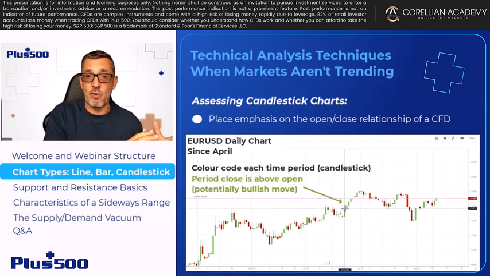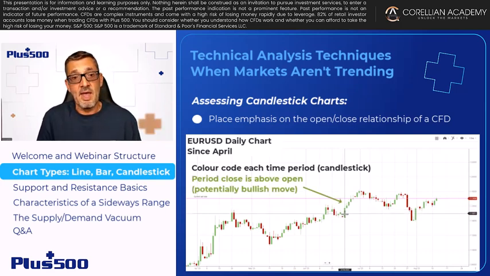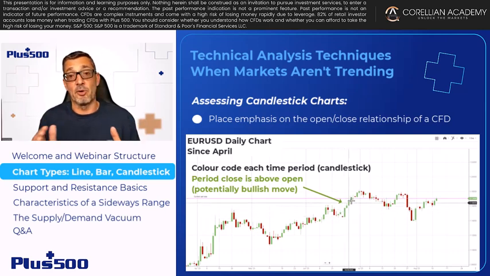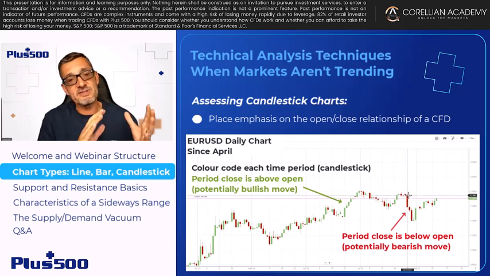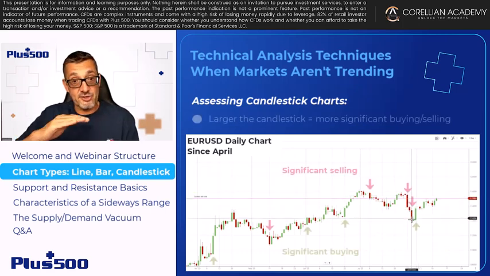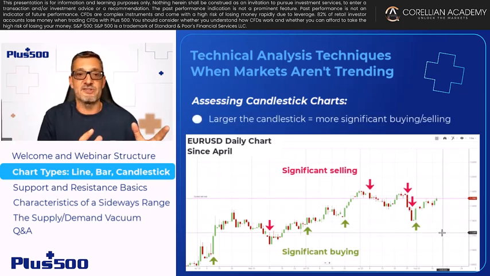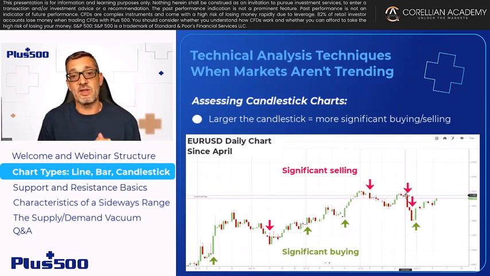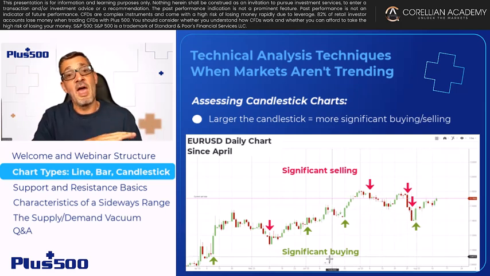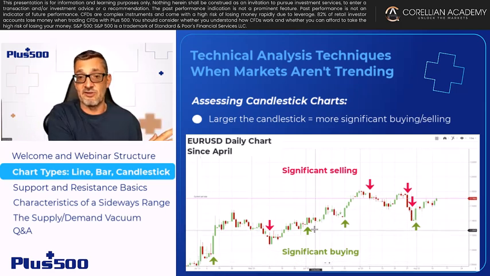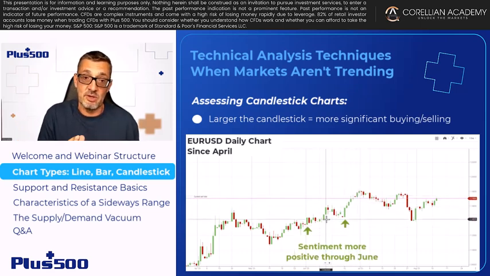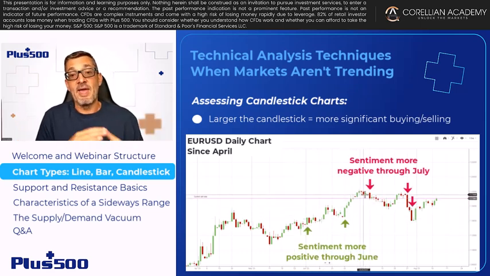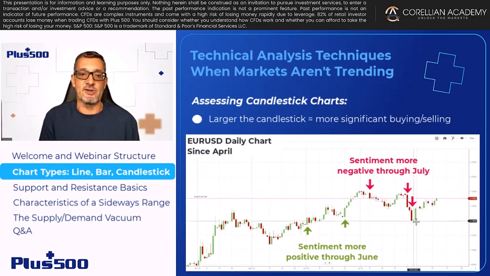If the period ends above where it began, the candle is colored green, as you can see on screen, a potentially bullish move. While if the period ends below where it began, the candle is colored red, a potentially bearish move. The larger the candlestick, the more significant the buying or selling has been for that period. If we look at the euro dollar chart again, we can see how the larger green or red candles have developed over this period since early April. We can assume that market sentiment has been more positive through June, while more negative through July, giving us a much better feel for price direction.